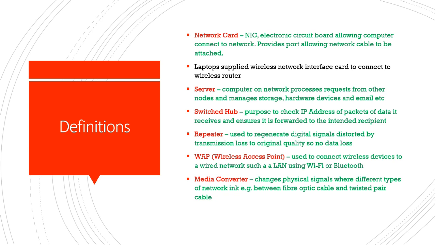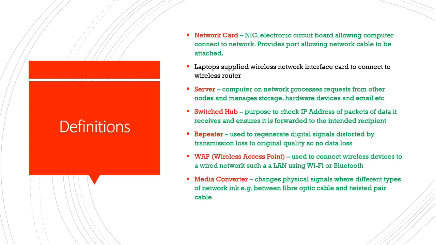Laptops are usually supplied with a wireless network interface card to connect to the wireless router. A server is a computer on a network that processes requests from other nodes and manages the storage, hardware devices, email, etc. A switched hub has the purpose of checking the IP address of packets of data it receives and ensuring they are forwarded to the intended recipient. You then have a repeater, which is used to regenerate digital signals which are distorted by transmission loss to the original quality, so there's no data loss.